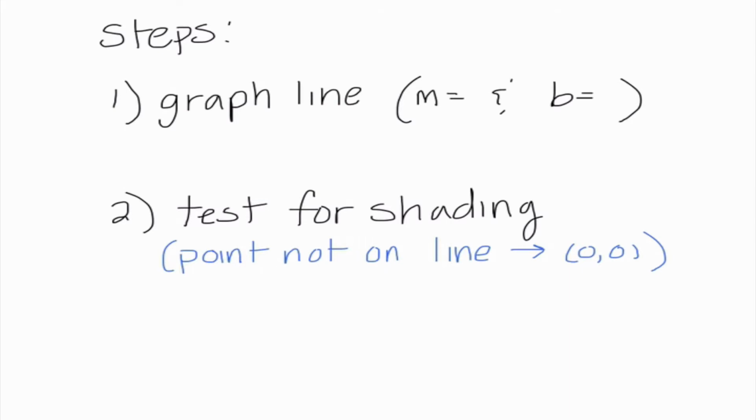And the way that we test for shading, we substitute any point not on the line. My personal favorite is (0, 0) because it causes me the least amount of work, which I would always prefer to do. So that is about it for today. So let's get into some of our examples.